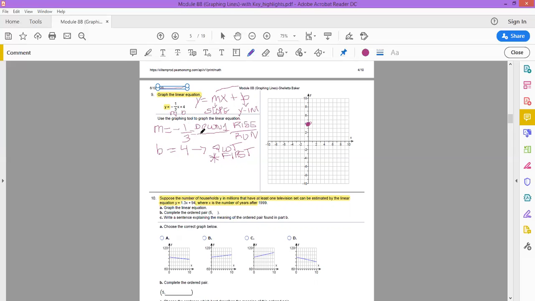Now, regarding our run, it is the shift on the x-axis, how far to the left or to the right we go. If it's a positive number, we're going to move to the right. If it's a negative number, just like on the number line, we're going to move to the left. But it's a positive 3, so that means we're going to move to the right 3 spaces.